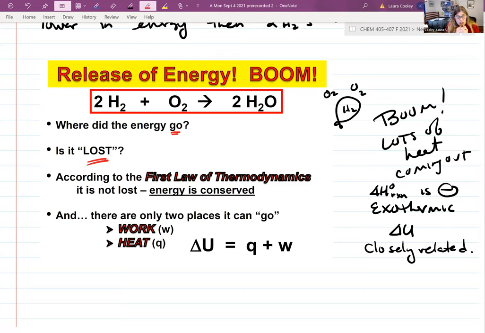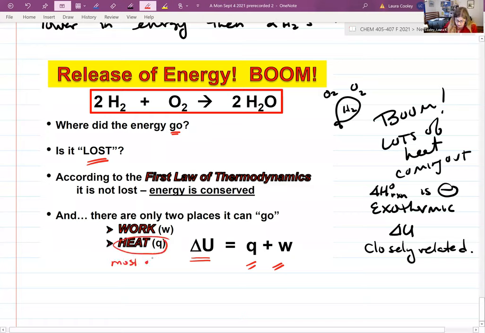Where the energy goes, according to the first law: the change in internal energy going from reactants to products has to be the sum of the heat and the work contributions to it. So there are only two places the energy can go. It could go into heat, and most of it does. Or it can end up with a work contribution, which is a little harder to access. But I'm going to try to introduce you to that today.